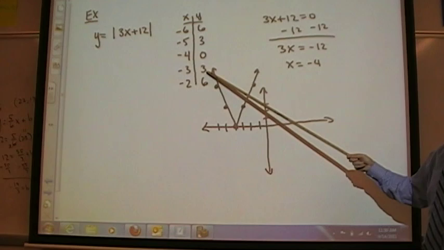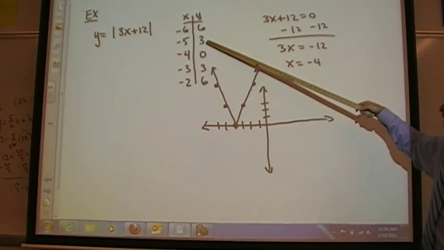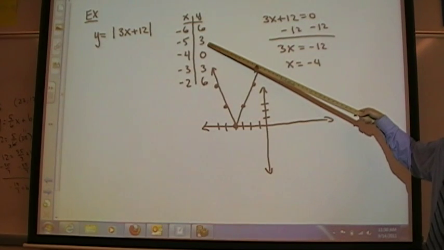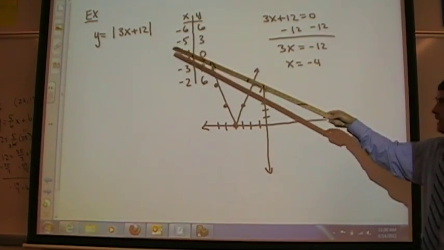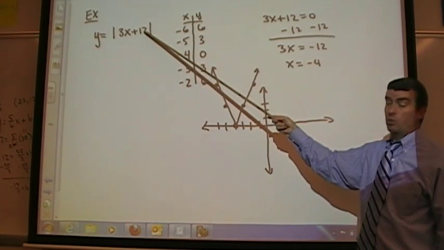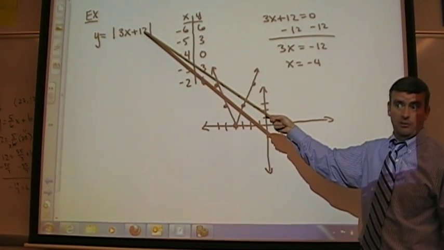3. So without doing the work for negative 5, I know this must be 3 as well because of symmetry. But if it makes you feel better, you can check the negative 5. What's negative 5 times 3? Negative 15 plus 12? Negative 3.